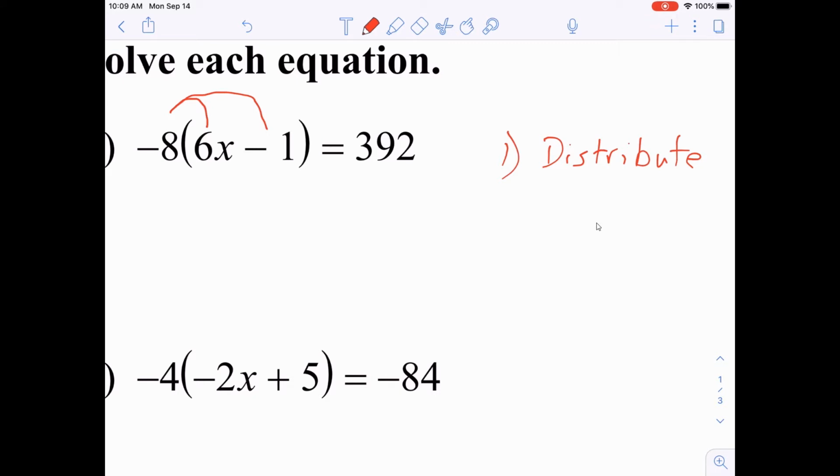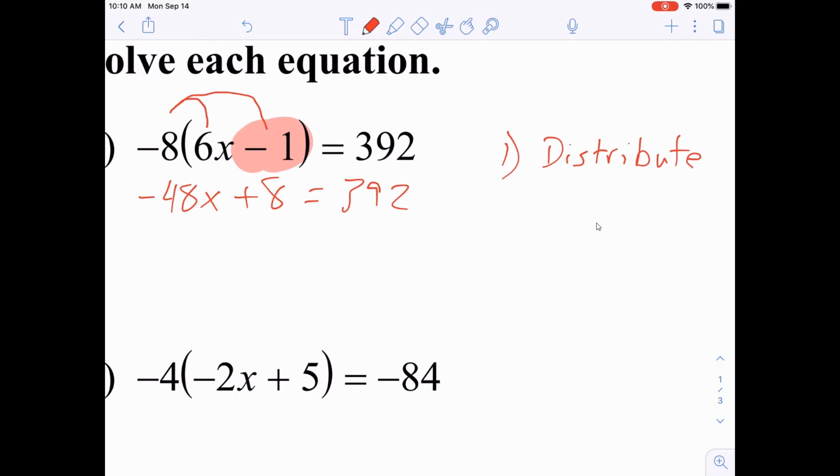We're going to distribute. So negative 8 times 6 is negative 48. X comes with it. Now, when we multiply times the 1, it's actually a negative 1 in this case. So negative 8 times negative 1 is positive 8. Notice how the minus sign turned into a plus sign. 392 just comes down. So when you're doing distributive property, you want to do that on one side.